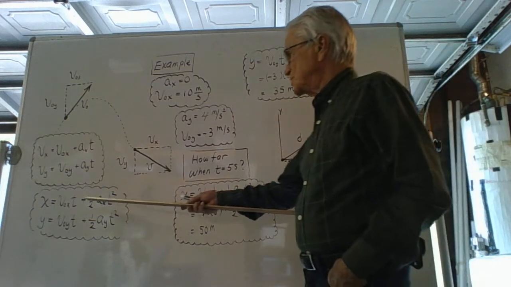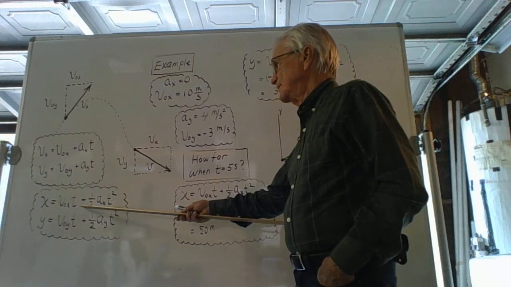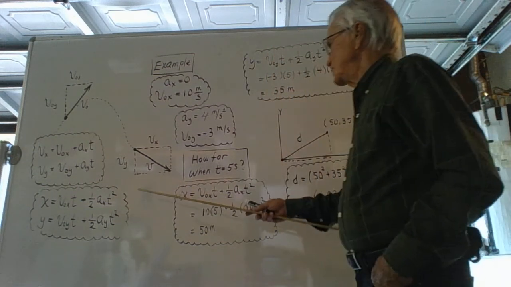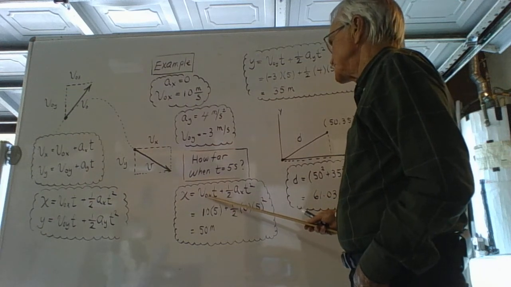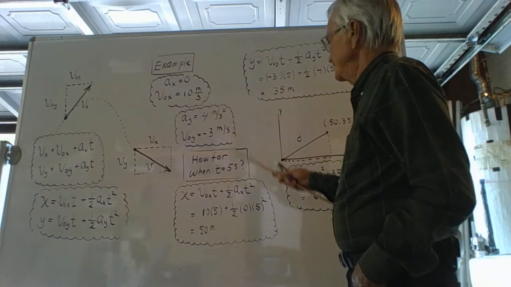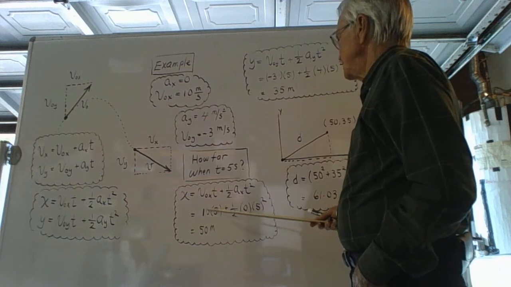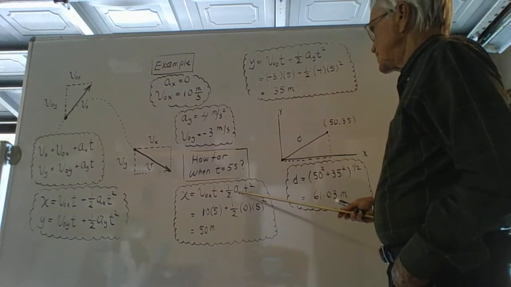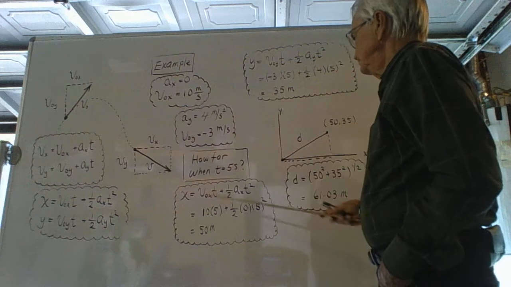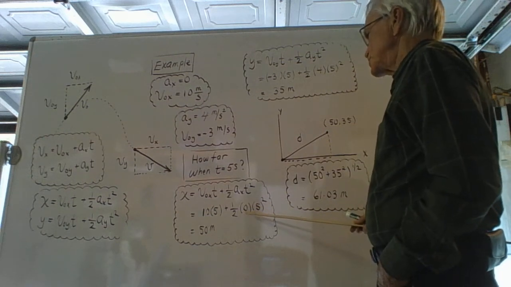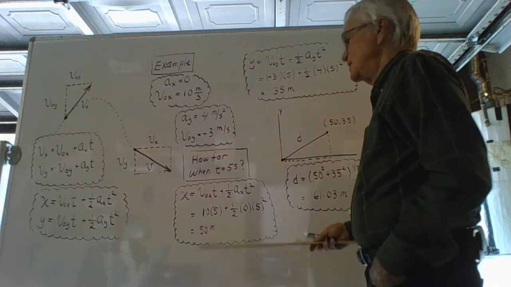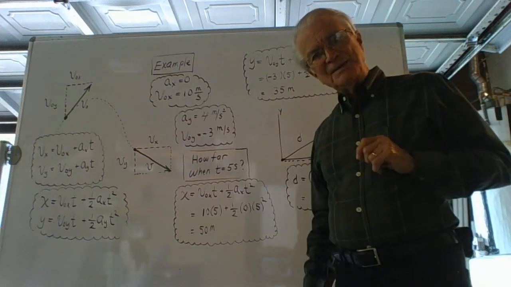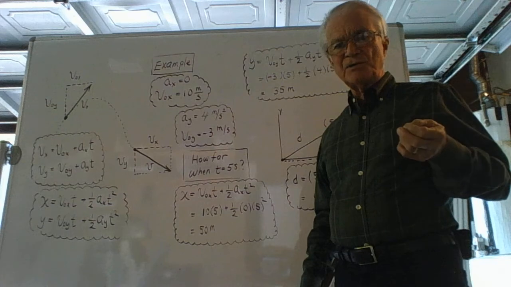I'll put to use the equation here, substituting for v naught x, as we prefer to say, 10, and then times 5, and the rest of it is 0 because a sub x is 0, no acceleration along the x-axis. This works out to 50 meters. That's the x-coordinate of the object at this later instant in time.